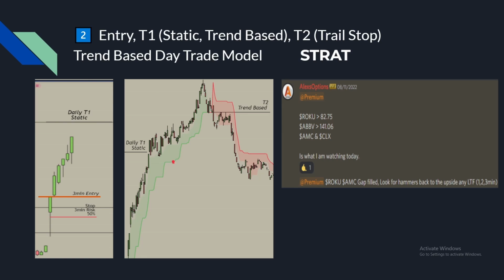But you can see we hit T1. This is where we take off 30 to 50% of that position. And then T2 is going to be when we get stopped out of that trend, and that would be shown right here. So it's very, very simple. It should make sense. And we can go on to the next one.